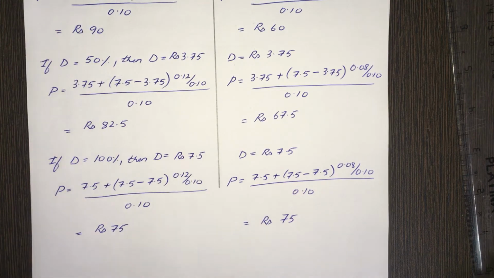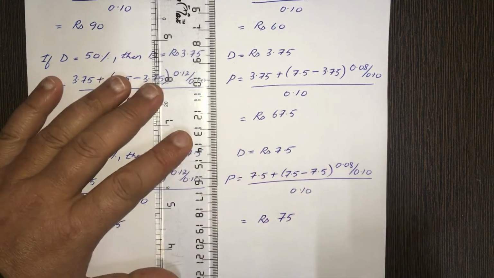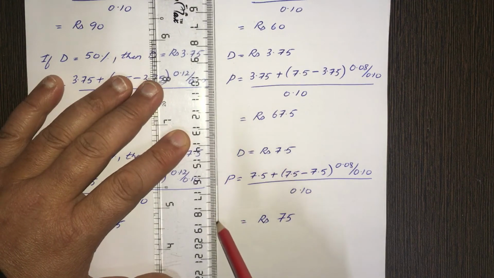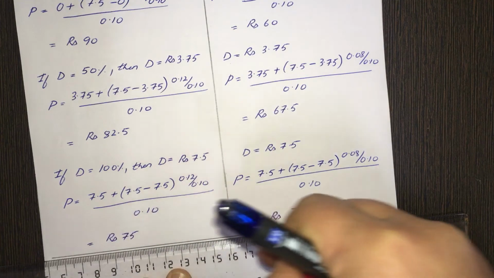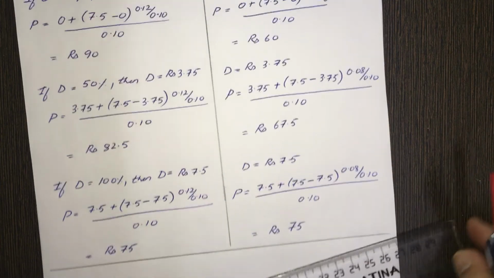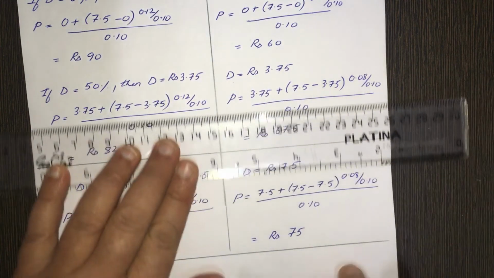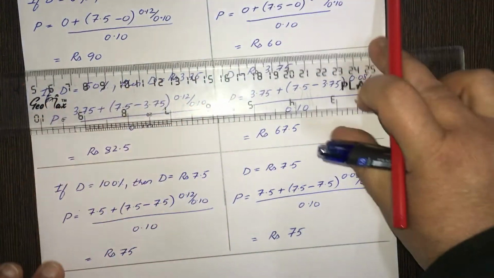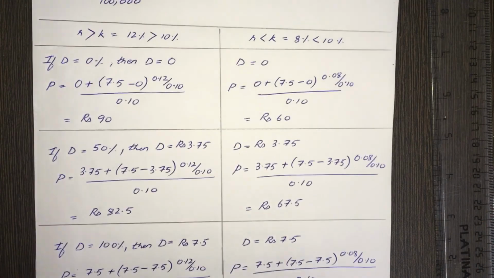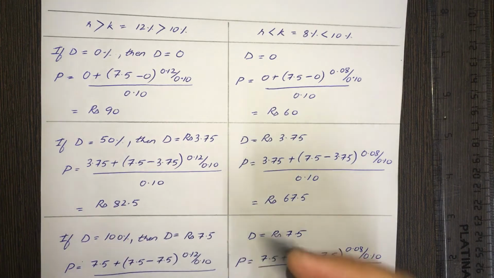When you solve that, you'll get rupees 75. Now, what is the implication here? How would you comment on this problem? Okay, now we've assumed three different DP ratios here: 0%, 50%, and 100%. Now, for a growth firm, this would be my comment based on the findings.